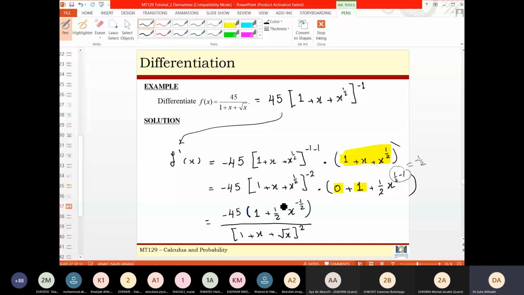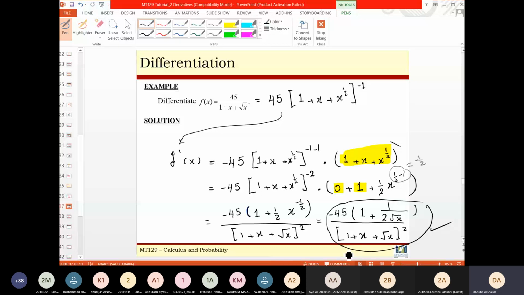I can do a little arrangement here. I can make this 45. This is 1 plus 1 over 2 root x, all divided by 1 plus x plus root x, and the square. You have to practice finding the derivative. This is of course one example. If you check the book, you have so many practice problems on finding the derivative.